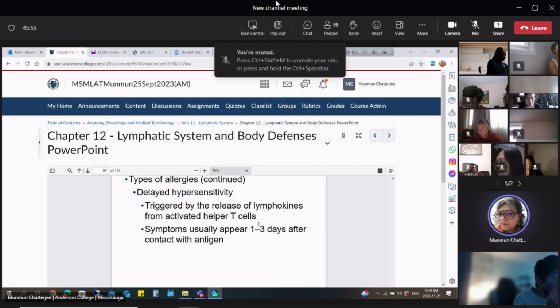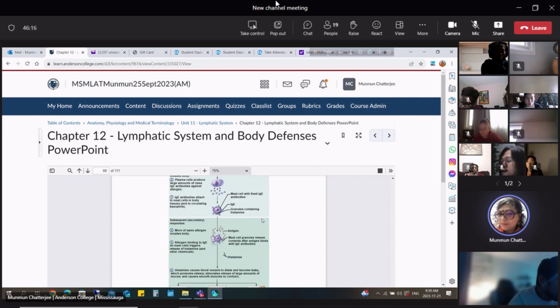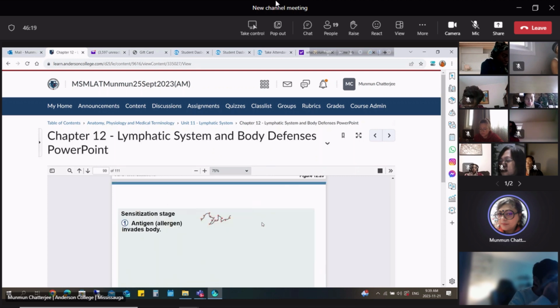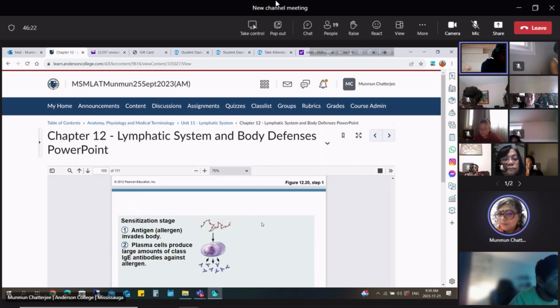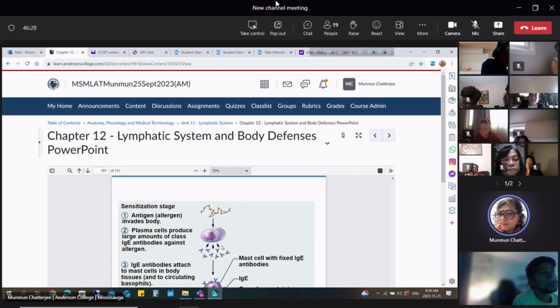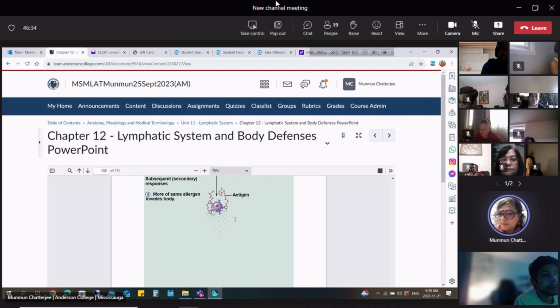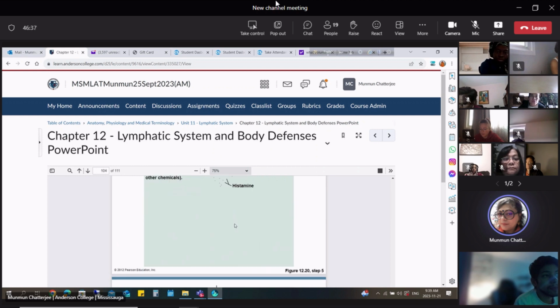How do you remember? Helper T cell is a lymphocyte. So the activated helper T cells release the lymphokines and act on the site of the allergy. Symptoms usually appear 1 to 3 days after contact with the antigen. That's why it's called the delayed reaction. These are the pictures. You can look at how it binds slowly, then releases IgE antibodies, releasing histamine, and then ultimately invading.